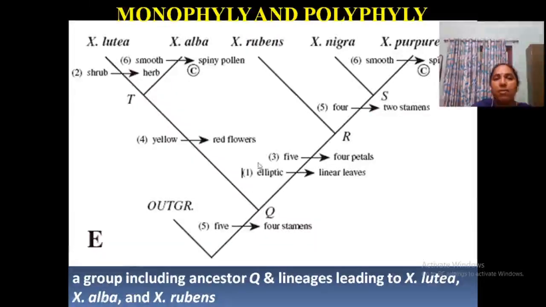See here an example. X is a genus and its species are given here. Ancestor, see, this is the outgroup. From here onwards is the tree, or monophyletic group, because these are all derived characters. But this is an outgroup not sharing any of the characters given here. So, this is a primitive character, primitive group, that is excluded from here. This is the outgroup. Clear?